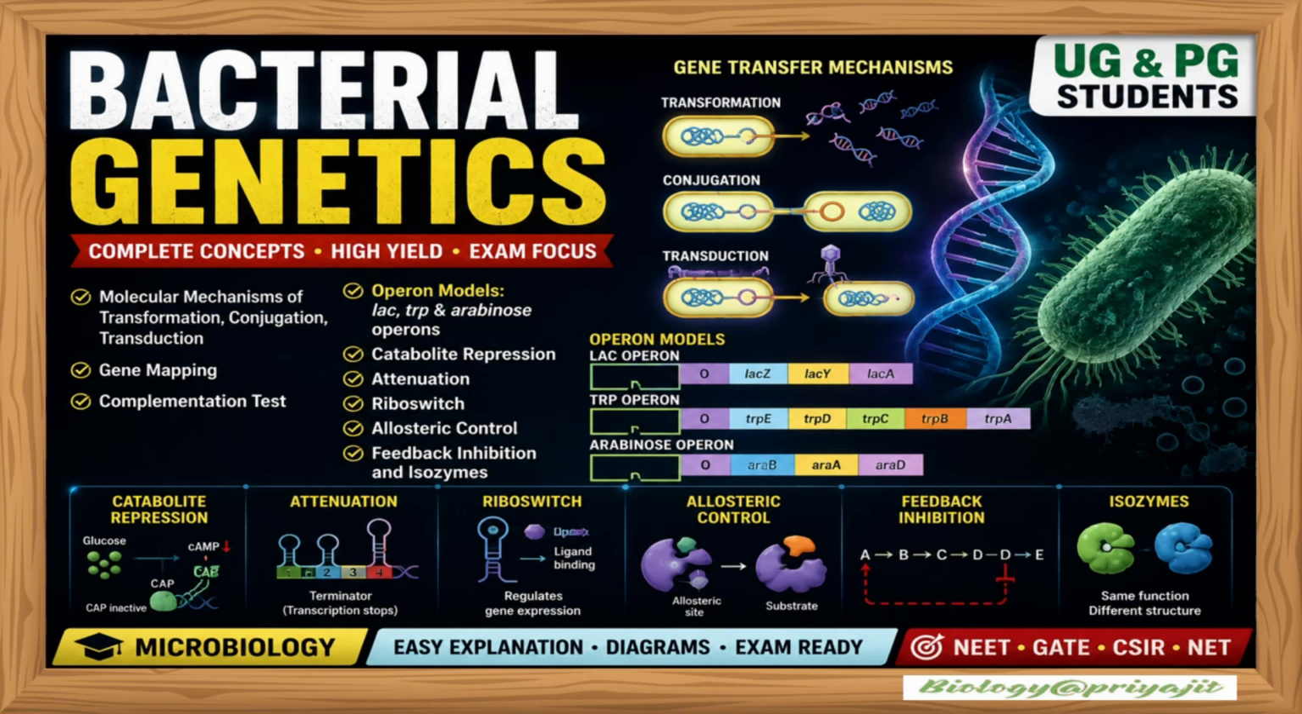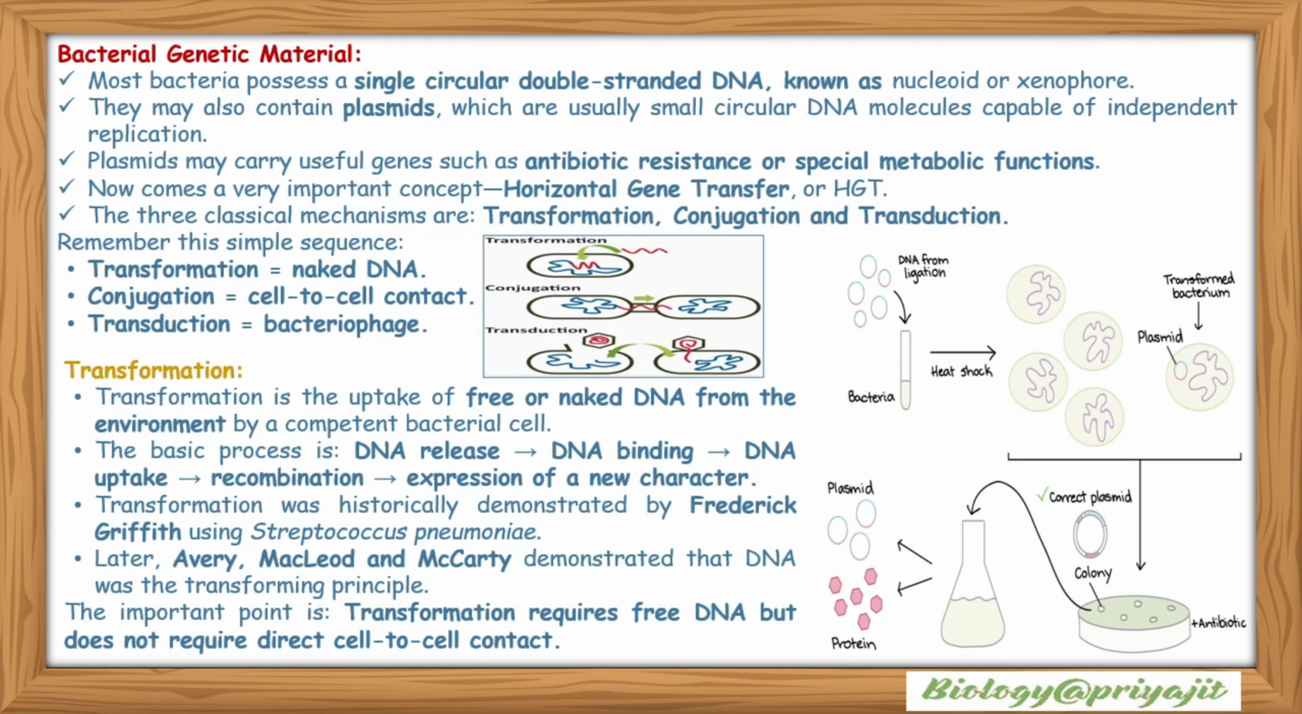So let's begin. Most bacteria possess a single circular double-stranded DNA, which is known as the nucleoid or genophore. They may also contain plasmids, which are usually small circular DNA molecules capable of independent replication. Plasmids may carry useful genes such as antibiotic resistance or special metabolic functions.